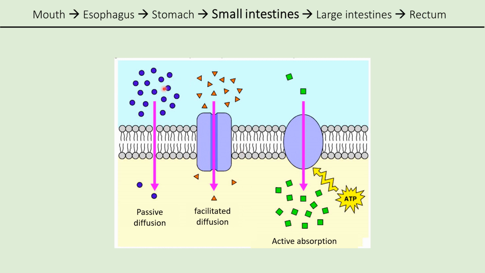For these two examples, passive diffusion and facilitated diffusion, the molecules are moving with their concentration gradient, from an area of higher concentration to an area of lower concentration. With active absorption, we see molecules move from an area of lower concentration to an area of higher concentration. That's against the gradient, and so we need energy for that to help that carrier protein.